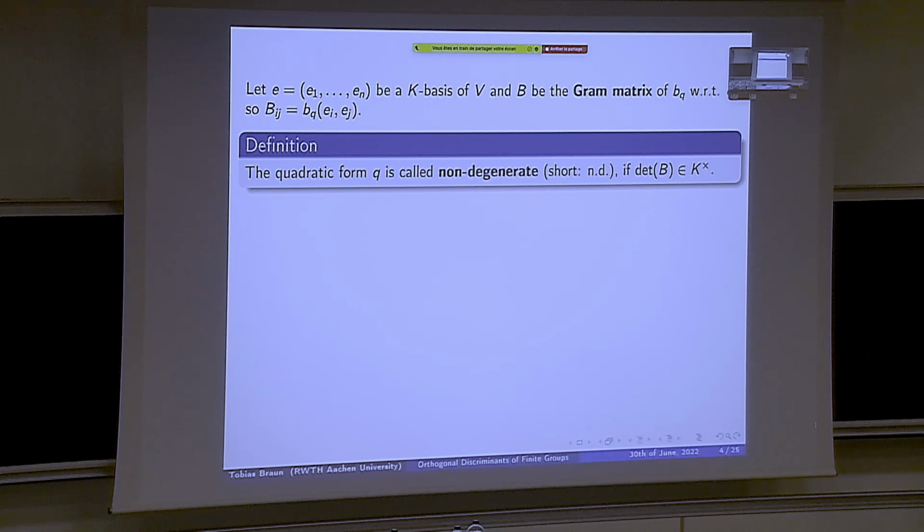So the quadratic form is called non-degenerate if the bilinear form is non-degenerate, so if the determinant of this Gram matrix is a unit in the field.